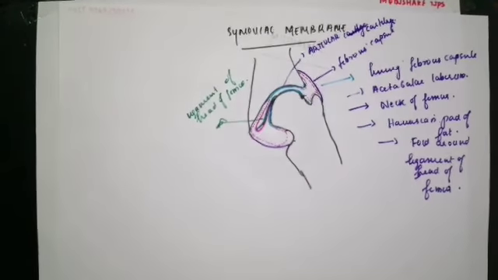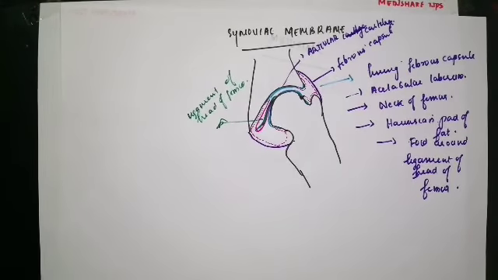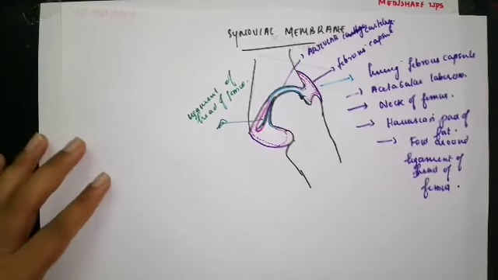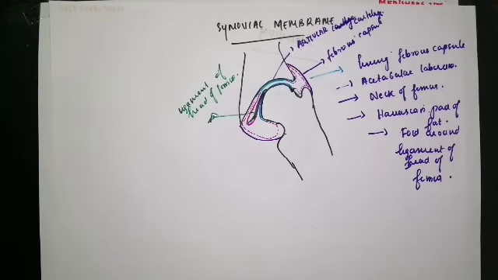So occasionally the synovial membrane may protrude through an opening in the anterior part of the capsule between the iliofemoral and ischiofemoral ligaments to become continuous with the psoas bursa. So that is about the synovial membrane. So we have seen about the hip joint, its articulating surface, the fibrous capsule, acetabular labrum, the important ligaments, the synovial membrane.